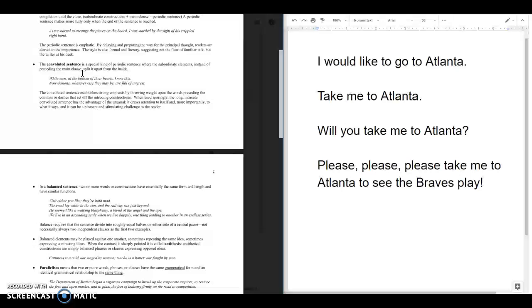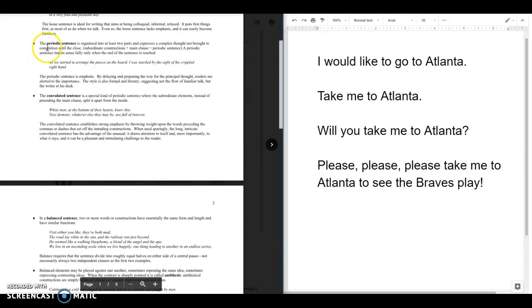A convoluted sentence is a sentence that falls under the category of periodic sentence, but instead of having the subordinate clause to start with, you have the subordinate clause or the dependent clause splitting the sentence in half. This sentence right here could read, white men know this, and that would be a complete sentence. But we have a subordinate clause plopped right there in the middle, at the bottom of their hearts, and this breaks up the sentence. So altogether it reads, white men at the bottom of their hearts know this. And our second example is, now demons, where whatever else they may be, are full of interest. Again, we have that subordinate clause or dependent clause plopped in the middle of our complete sentence, breaking it up.